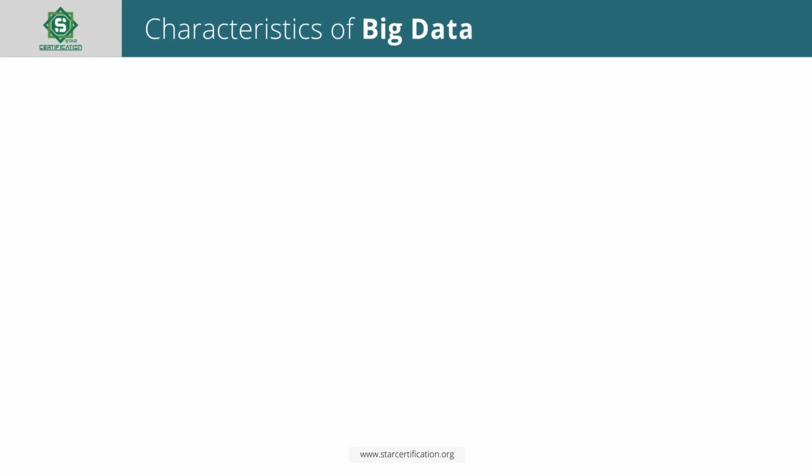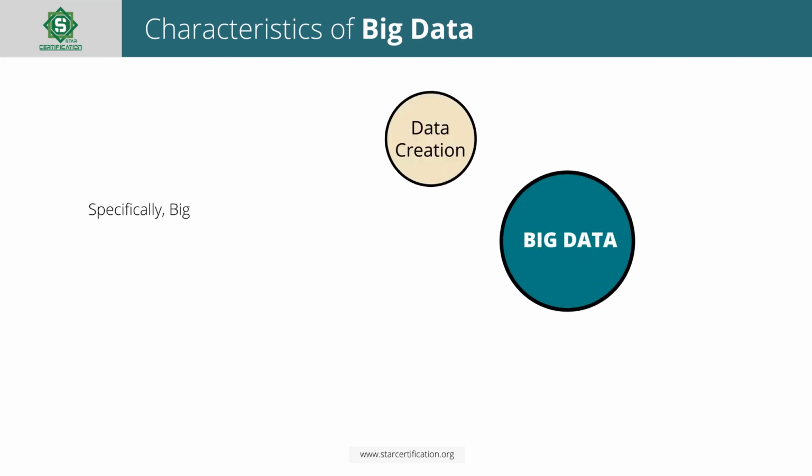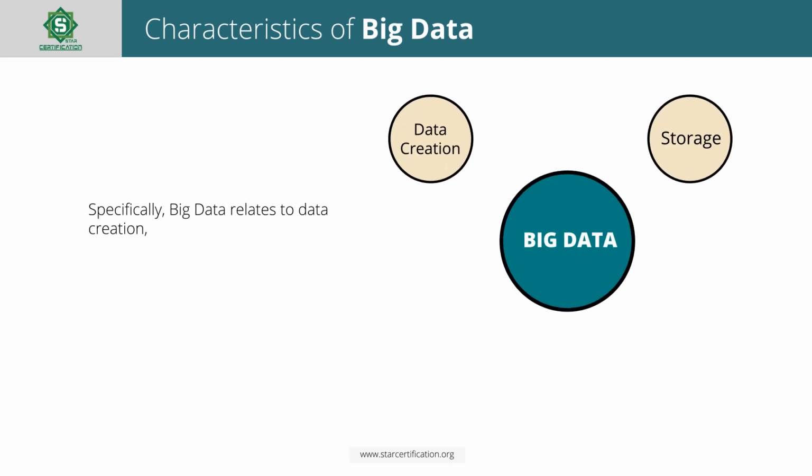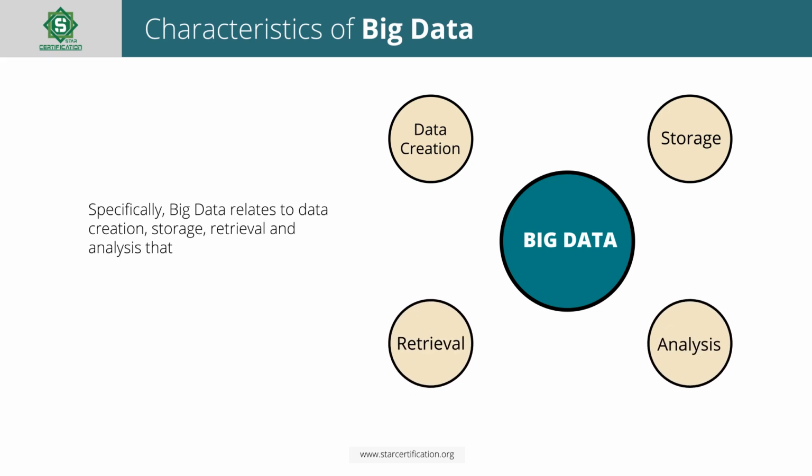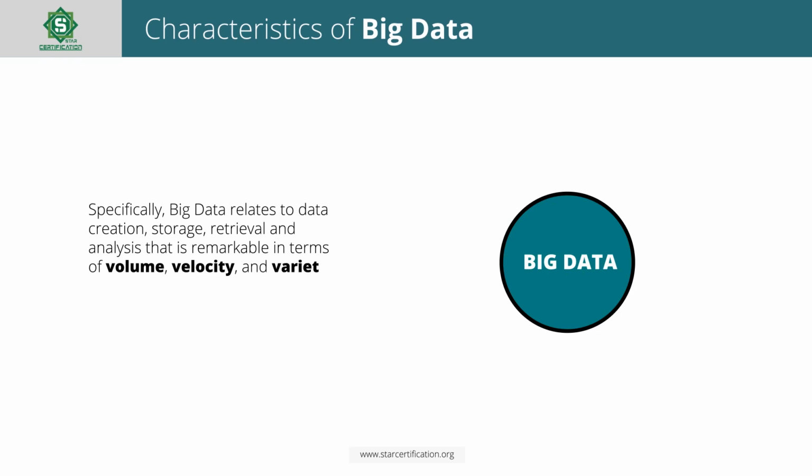Characteristics of big data. Specifically, big data relates to data creation, storage, retrieval and analysis that is remarkable in terms of volume, velocity and variety. Huge volume. Big data is all about huge volumes of data generated by machines, networks, and human interactions on social media.